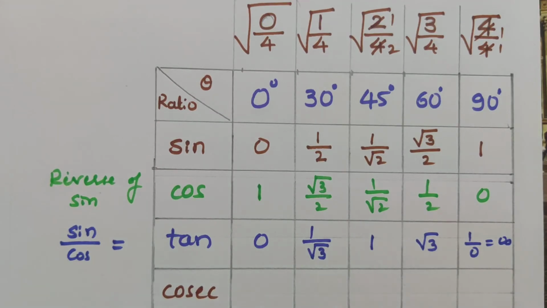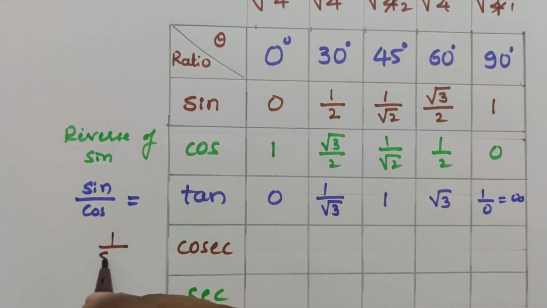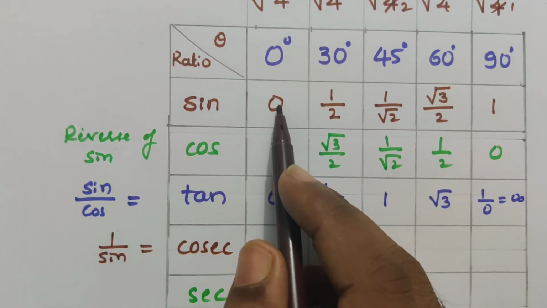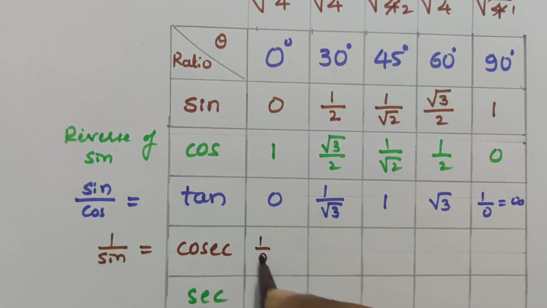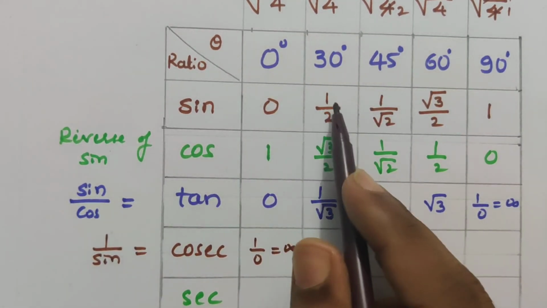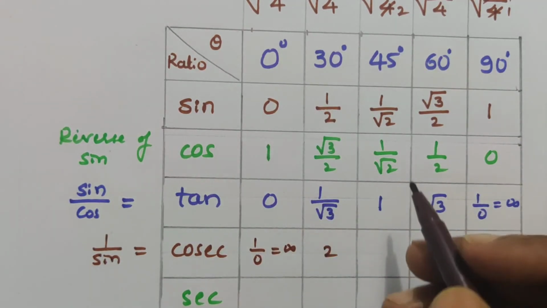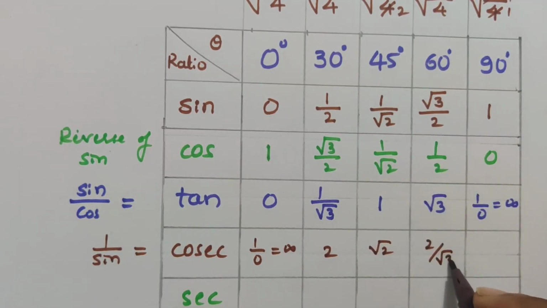Okay. So now next is cosec. Cosec is nothing but 1 by sine ratio. That means 1 divided by whatever sine value you have, it will become cosec. So now sine is 0, that means 1 by 0. 1 by 0 is nothing but infinity, not defined. Then 1 by this becomes reciprocal, 1 by 2 becomes 2 by 1, so just write 2. This will become root 2 by 1. So this will become 2 by root 3. So 1 will become as it is. So that is your cosec.